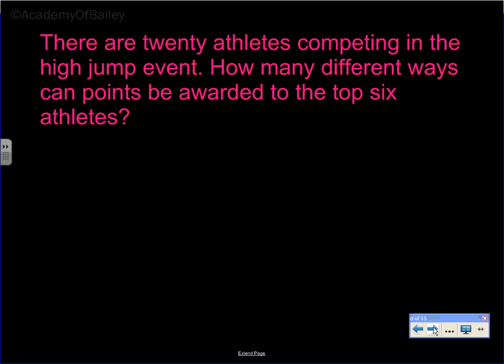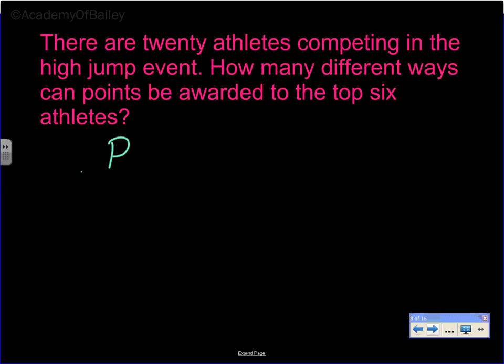Okay, so if we're awarding points, first place is going to get more points than any other place, and second place will get the second most points, and so forth. Third will get the third most points. Well, since the order matters in which these athletes finish, first place getting the most and sixth place getting the least, this is going to be a permutation.